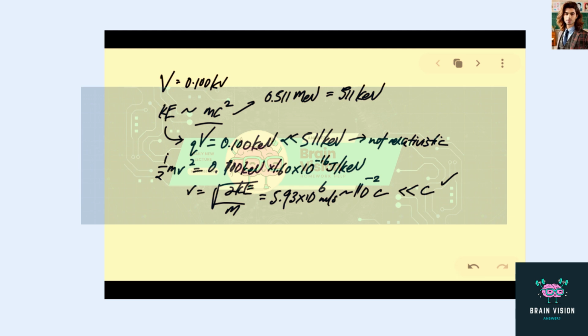For the second part of this question, we want to find the slit width, and to do that we use the single slit diffraction equation. That is d sine theta equals n lambda, where n is the order of the minimum, d is the slit width, sine theta is the angle at which the minimum is at, and lambda is our wavelength. So what we first need to do is to find the wavelength of the electron.